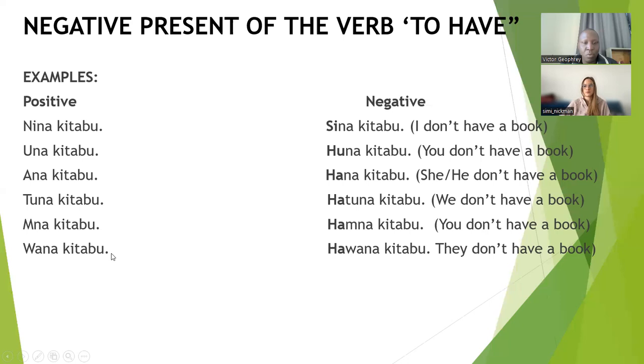Then wana kitabu. The negative is hawana kitabu. So the negative of wa is hawa. Then we put the verb to have, na. Simple like that. It's very, very simple.